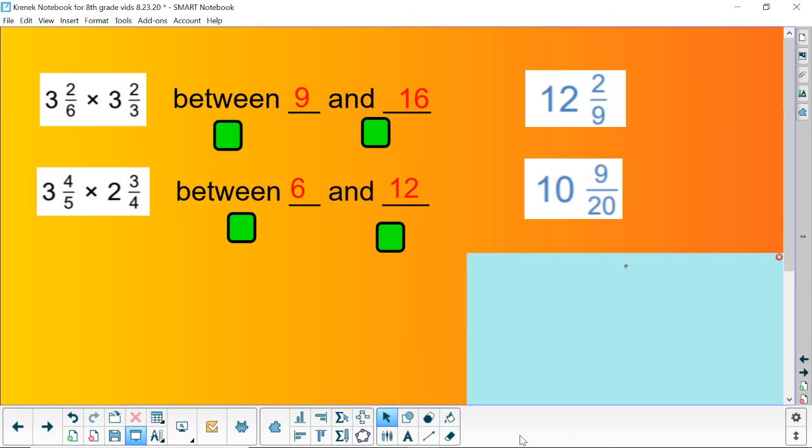Use this estimation whenever you're working. It's a huge strategy to help you know if you made a mistake along the way.